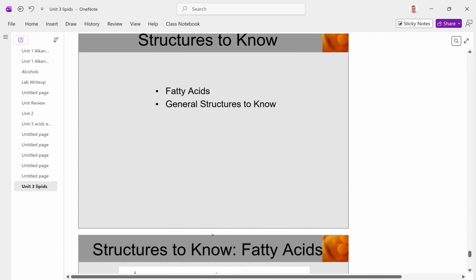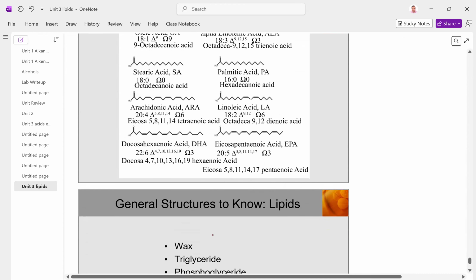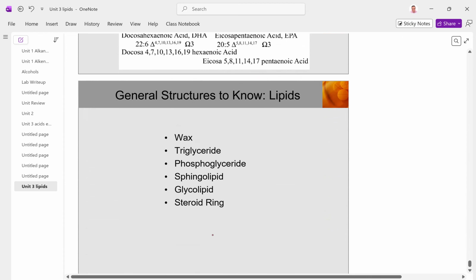Okay, structures to know. We have fatty acids and general structures. These are the fatty acids. These are the general structures. And I'm going to cross out these guys. And this is lecithin.